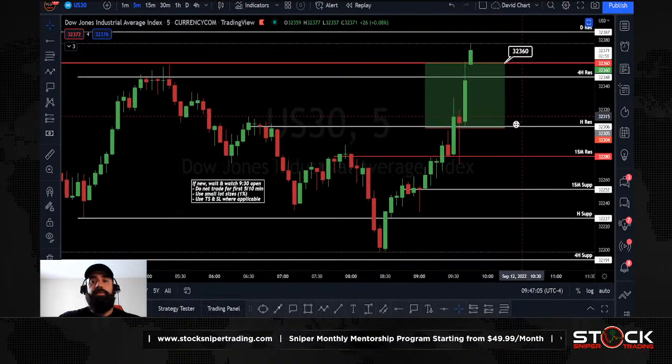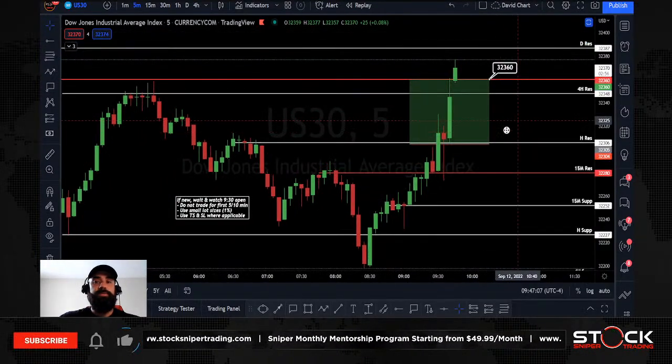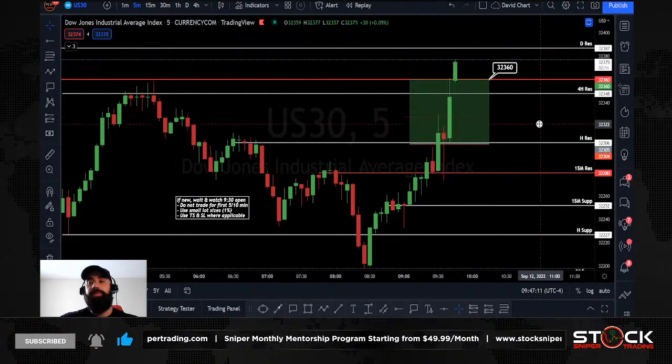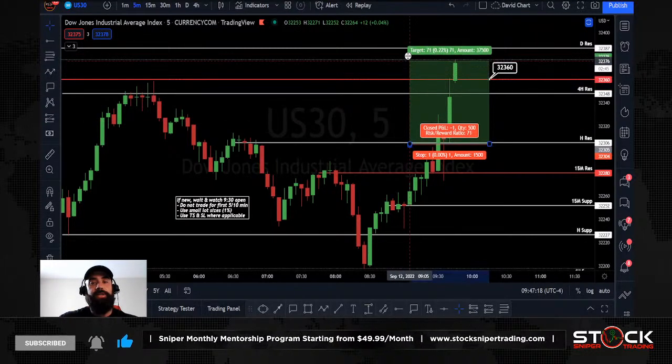And then you can see we have a big gap up on US 30 right here. So let's just watch and see how this is going to play out. It's a very big move. I think we're probably going to get to the daily on the dirty.